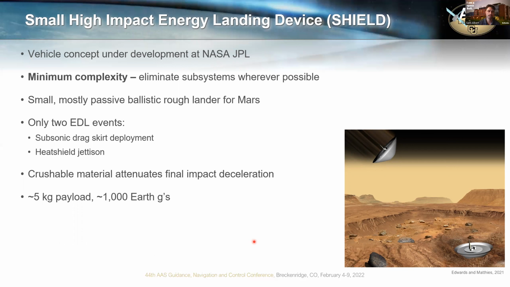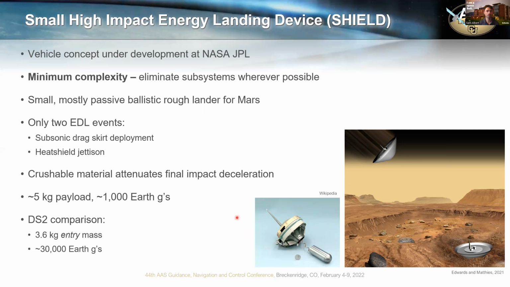And so it's designed with a 5-kilogram payload in mind, and is targeting roughly 1,000 Earth Gs at landing. This might sound pretty familiar to another mission, the Mars microprobes specifically. So just to draw that comparison, the Mars microprobes were 3.6 kilograms per probe, and they had about an order of magnitude more deceleration on impact, in the ballpark of 30,000 Earth Gs. So that's the comparison between these two ideas.